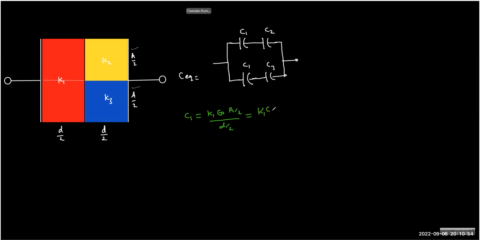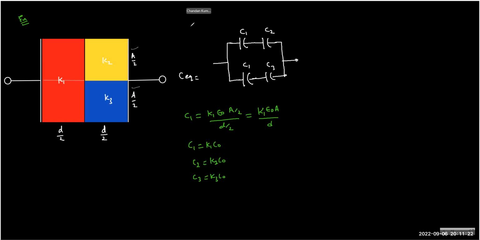K1. Okay. So C1 you can write as K1 C naught. Is this okay? Yes. And why C1 C1? Because it's the same, right? Half half. So same. So similarly, we can say C2 is K2 C naught and C3 is K3 C naught. Understood?